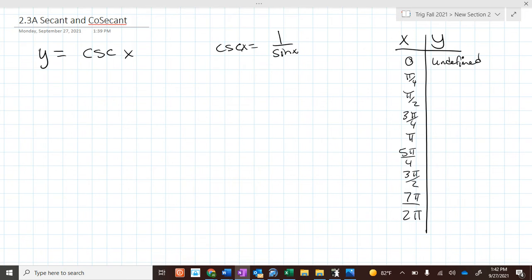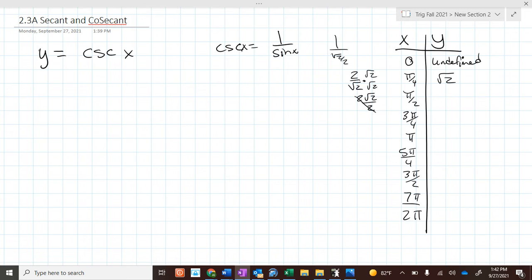Okay, pi over 4. What's the sine of pi over 4? Square root 2 over 2, right? So it's 1 over square root 2 over 2, which is the same as 2 over square root 2, right? And can't leave square root 2 on the bottom, so we multiply top and bottom by square root 2 over 2. So it's 2 square root 2 over 2. 2's cancel, so it's just plain simple square root 2. So what we learned in the first chapter is coming back to us.